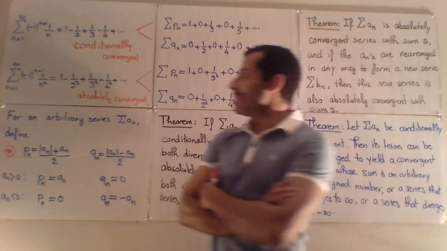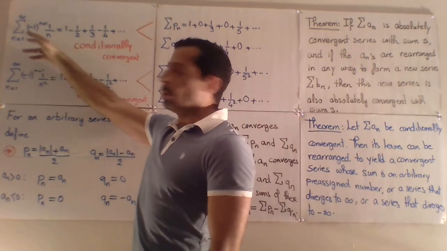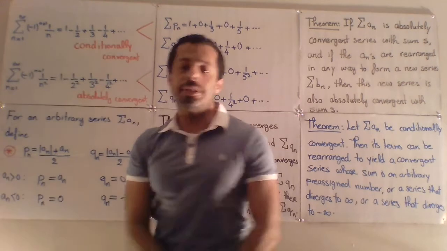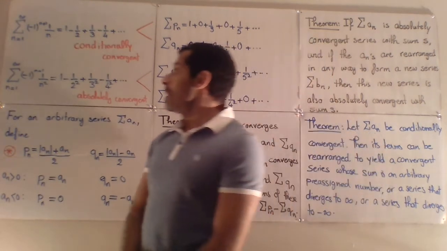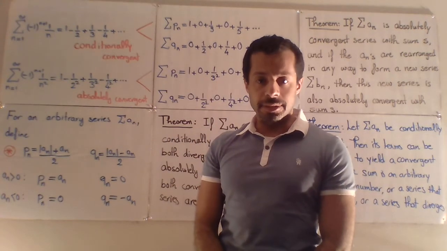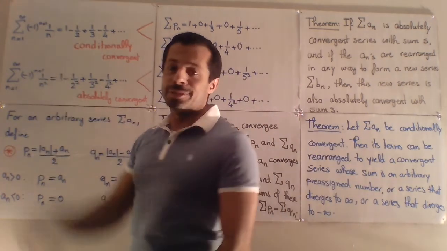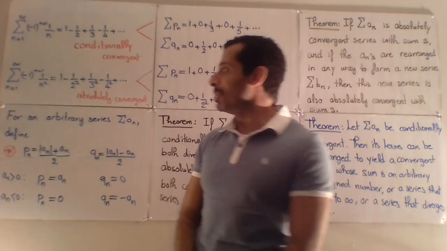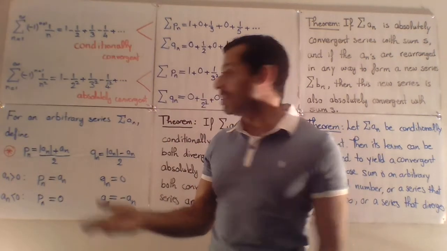So let's look at these two simple and familiar examples together. We have the alternating harmonic series and the alternating series of reciprocals of squares of positive integers. We know very well that both series converge by the alternating series test, but the first series is not absolutely convergent because the series of absolute values is the harmonic series, which we know very well diverges.